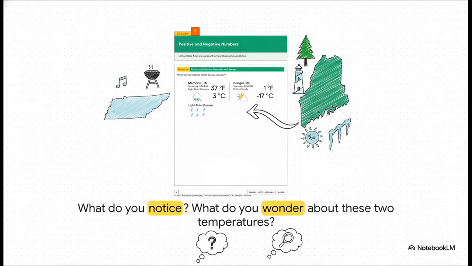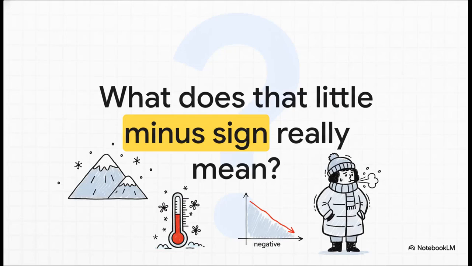Okay, so take a look at this. On the very same evening, it's 3 degrees in Memphis. Cool, but not too bad. But then look over at Bangor, Maine. It's -17. That is a huge 20-degree difference. So what's the first thing you notice here? What does that little minus sign really change?